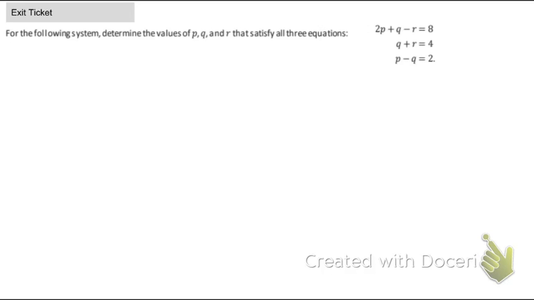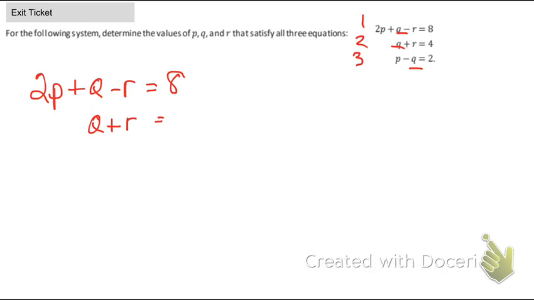They all have a q. All 3 equations have a q. So that's what I'm going to eliminate first. So I'm going to call this 1, 2, and 3. So step 1, 2p plus q minus r equals 8. And then over q plus r equals 4. So I'm going to subtract. So 2p, my q's go away, negative r minus 2r equals 4.